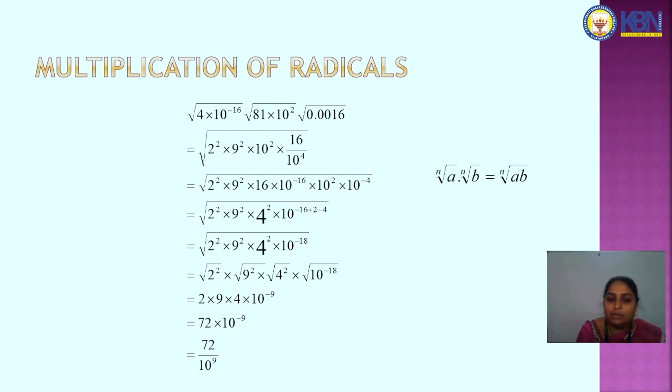So 1 by a can be written as a inverse. Here we have 10 to the power of minus 9. Then we get 72 by 10 to the power of 9. Therefore, the multiplication of radicals can be solved by using the formula n root of a into n root of b, which can be written as n root of ab.